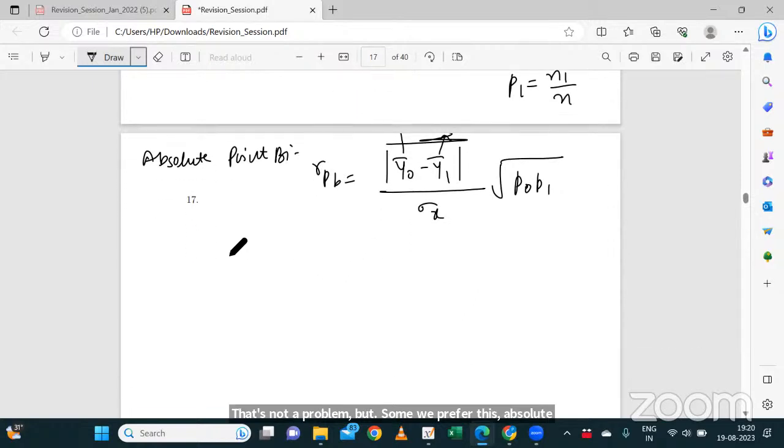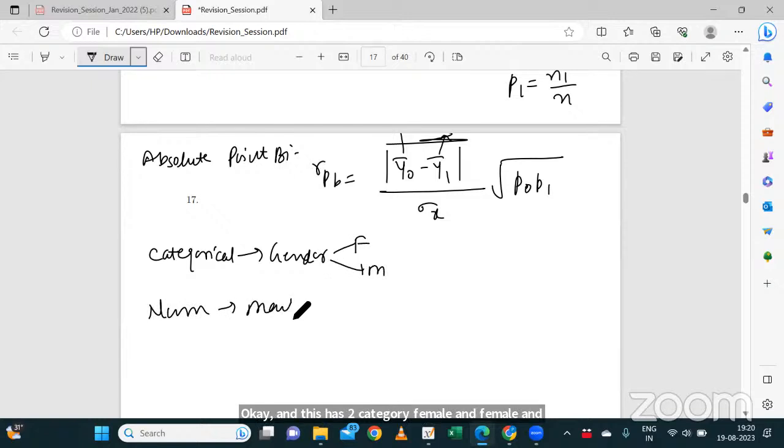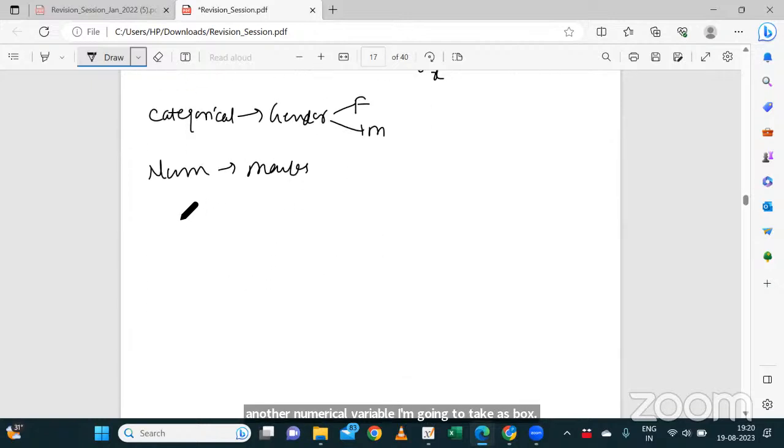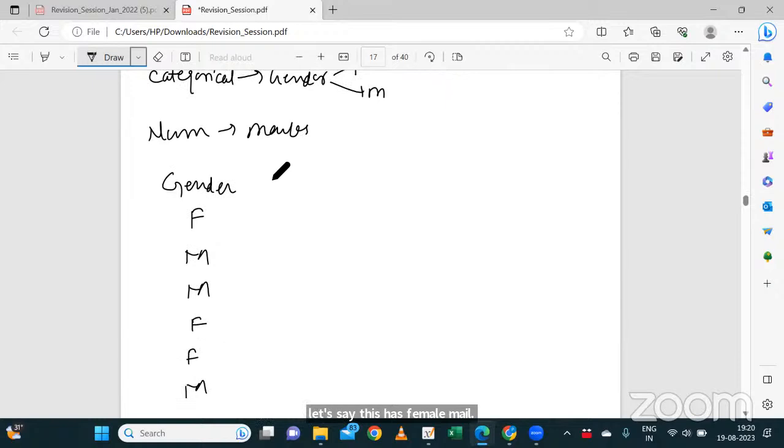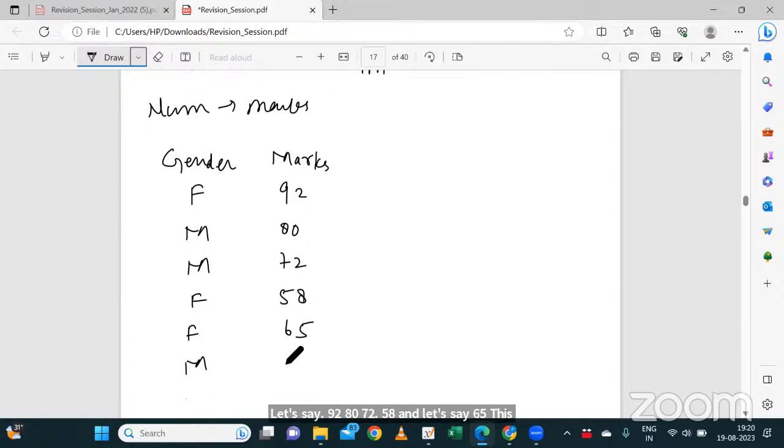But the notation is the same. Let's say I'm considering one categorical variable, gender, which has two categories, female and male. Another numerical variable I'm going to take is marks. So gender is the categorical variable: female, male, male, female, female, and male. Marks for female: 92, 80, 72, 58, and 65, and some 80, 48, something like that. These are marks of AutoCAD. This is one categorical variable and this is one numerical variable.